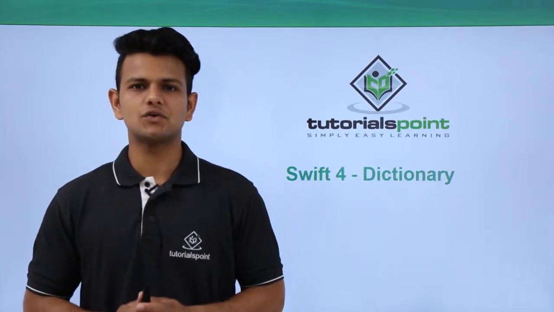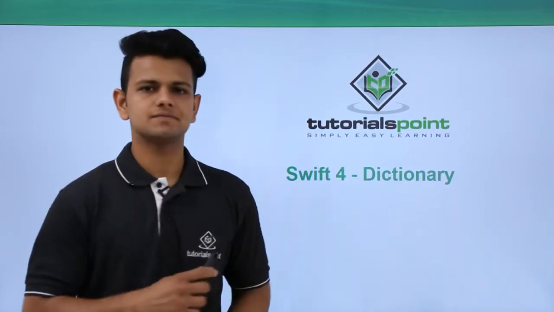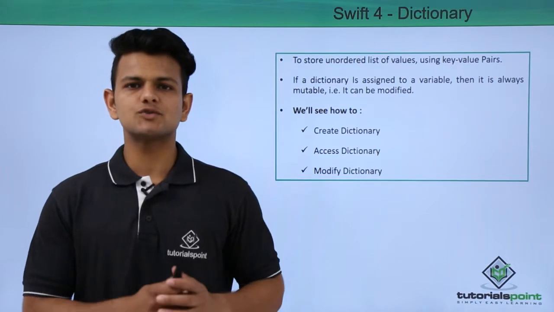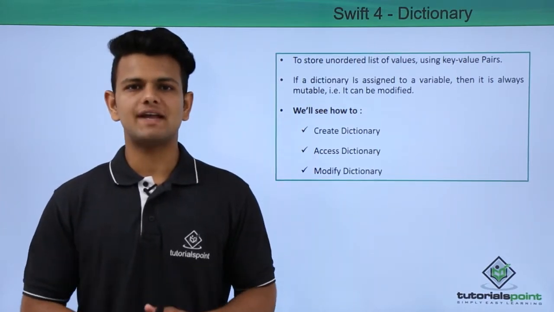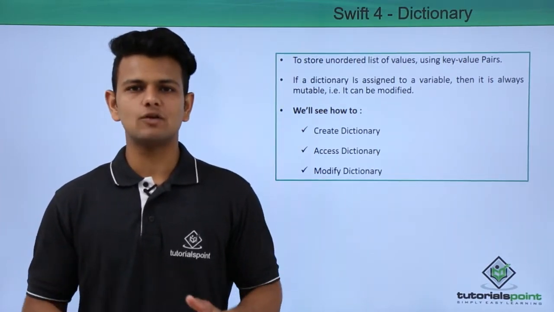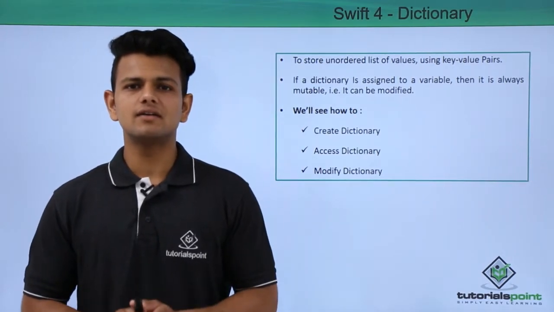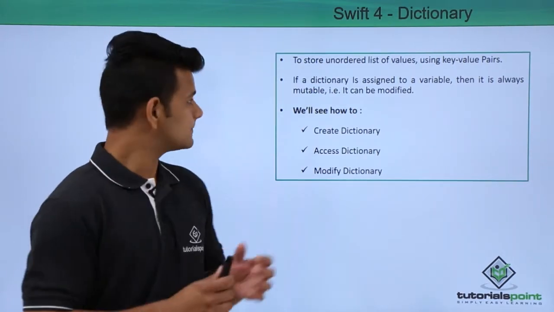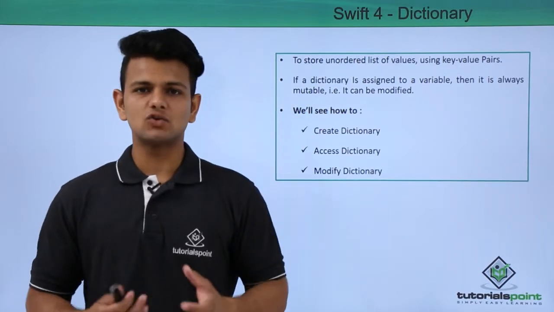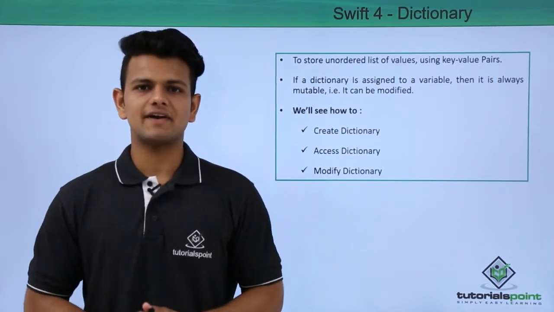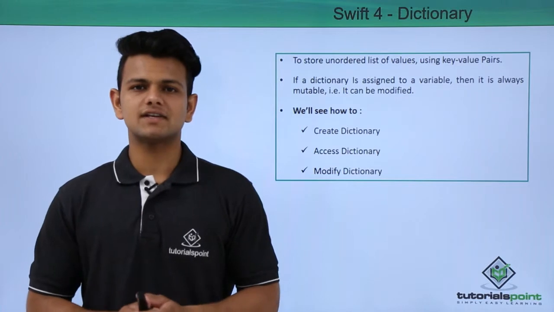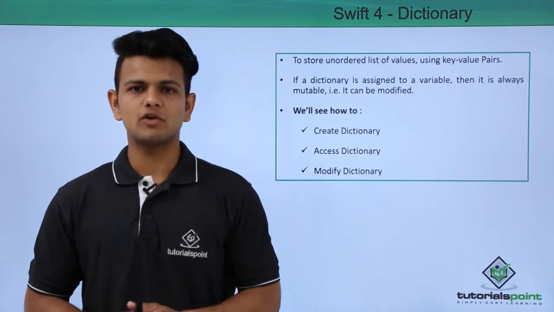Hi, in this video we will learn about dictionaries. A dictionary is used to store an unordered list of values related with key value pairs. That is, the value stored in a dictionary is related by a key. If a dictionary is assigned to a variable, it can always be modified, but if the dictionary is assigned to a constant, it cannot be modified.